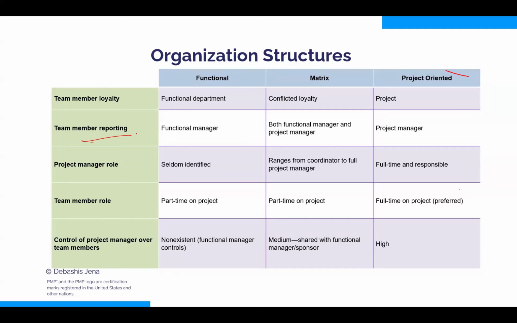Then come to take a look. Project team members' reporting. I talked about team members who report to the functional manager, here to the PM, here dual reporting. I said that. Okay. Project manager role. This one you see. If it is a functional organization, seldom is there a PM. If you try to recall when I did draw and explain, I didn't show a PM, did I? So the PM role would not be there in functional, right? But in matrix, there could be a project manager, okay, project coordinator or something like that.